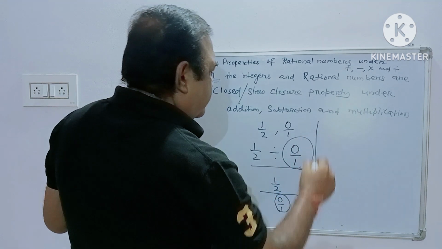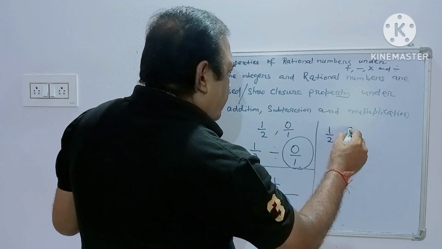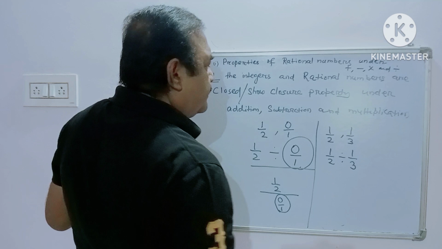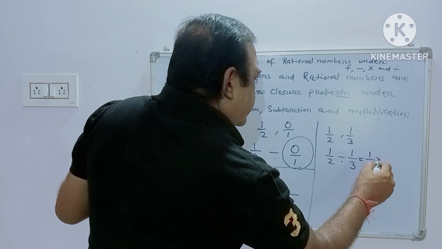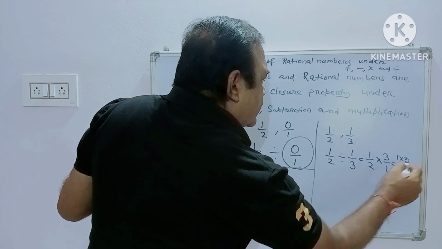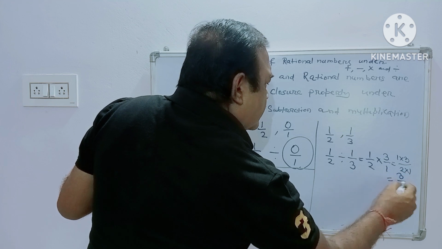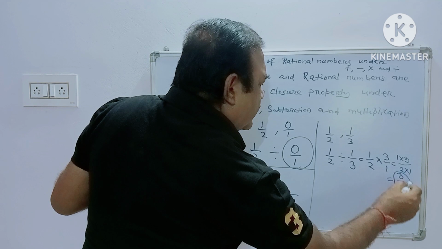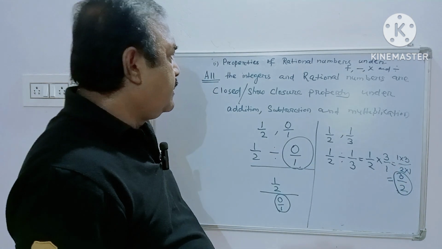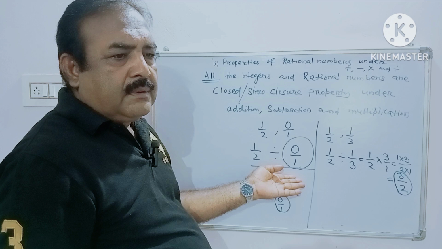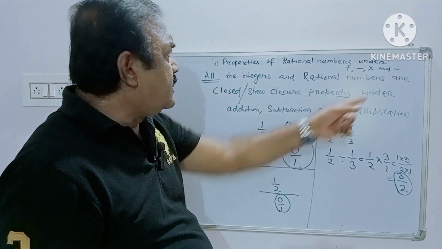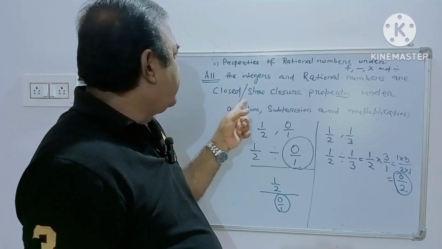Suppose if I take 1 upon 2, 1 upon 3. 1 upon 2 divided by 1 upon 3, that is equal to 1 upon 2 into 3, that is equal to 1 into 3 whole divided by 2 into 1. So that value is 3 upon 2. You see, 3 upon 2 is a rational number because it is in the form P upon Q, Q is not equal to 0. It is a rational number. Because both are non-zero rational numbers, for non-zero rational numbers, the division holds good if you prove the closure property.